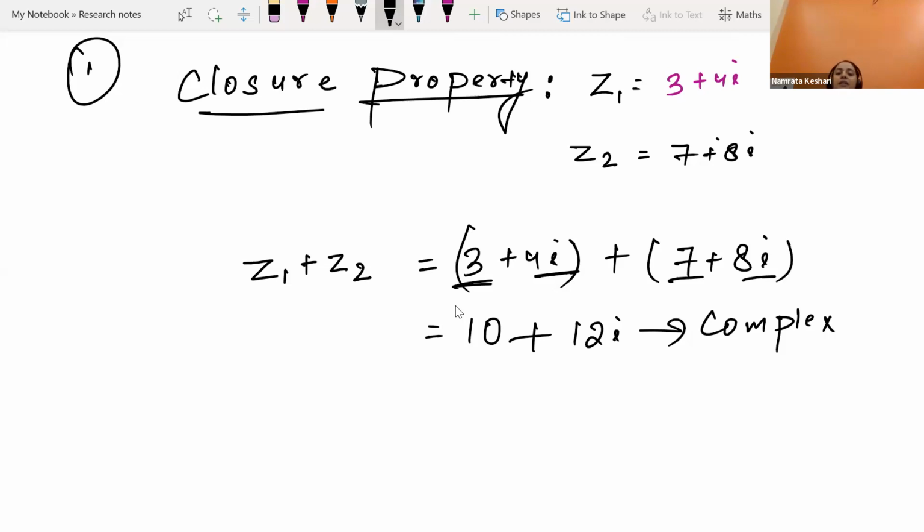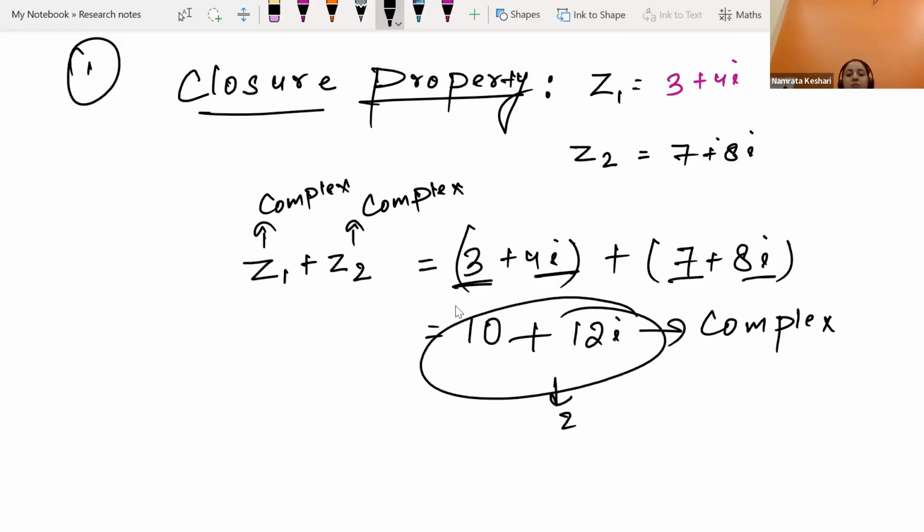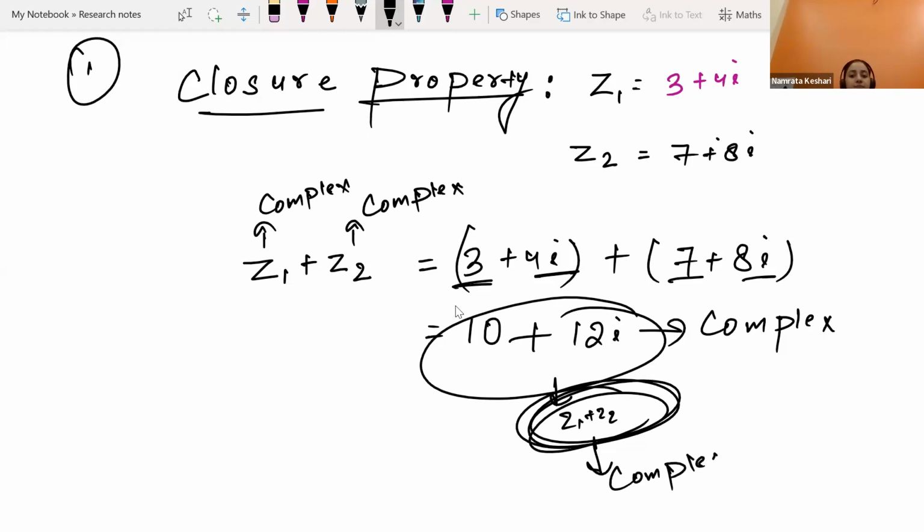This property basically says that when you take one complex number and another complex number, and you add them, then the result, which represents z1 plus z2 in combined form, is also a complex number. That's what the property says. And yes, we can see it with the help of an example also.